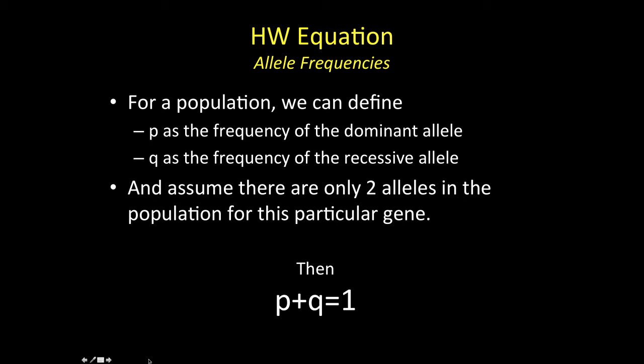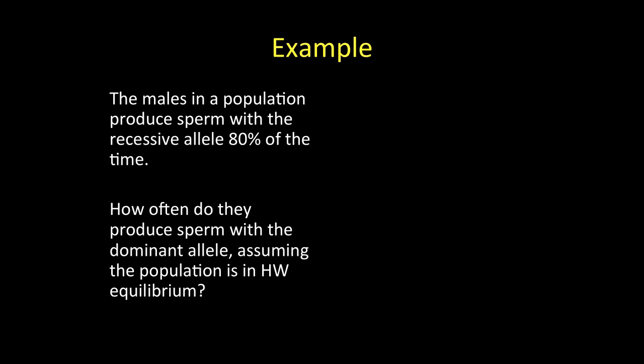In other words, if you think about frequency as kind of like percentages, frequencies are just a decimal version of a percent. They range from 0 to 1. If the frequency of the dominant allele in a population is, for example, 0.5, then the frequency of the recessive allele, the only other option, has to also be 0.5 because together they have to add up to 1. 0.5 plus 0.5 equals 1. Let's look at another example.